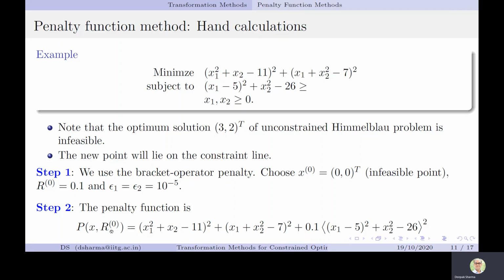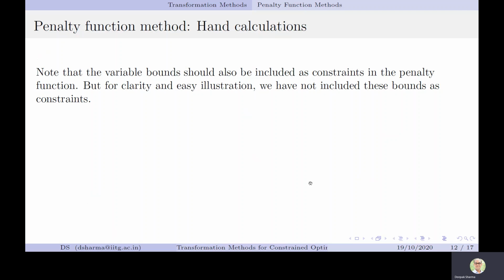Now let us write the penalty function. P of x, R0. So we have the objective function plus 0.1, which is our initial R value, and inside the bracket, we have the constraint and we are making a square of it. Now here, note that the variable bounds should also be included as constraints in the penalty function. But for clarity and easy illustration, we have not included these bounds as constraints. So we are making our problem simple.